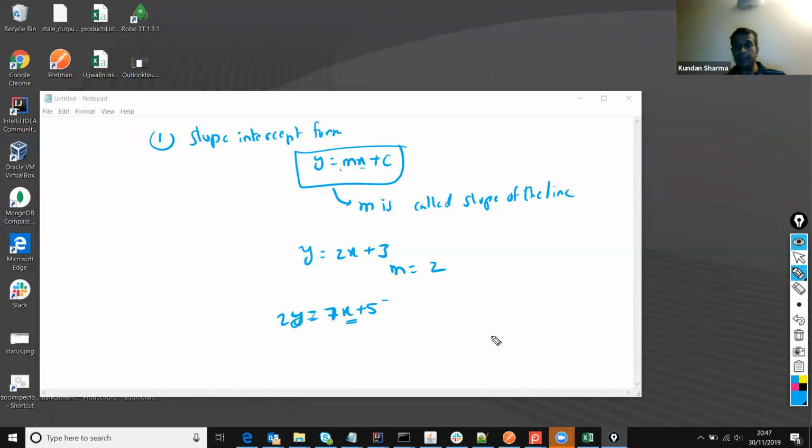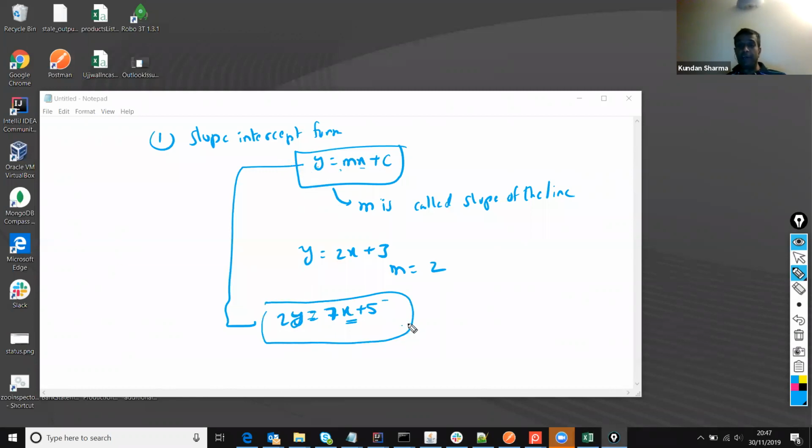Agrima, you are on mute. 7. No, you have to look at it carefully. When I say the line has to be in the form of y is equal to mx plus c, in this case, is my equation in the form of y is equal to mx plus c? Is the coefficient of y 1? What is the coefficient of y here? 2. Whereas our slope-intercept form says that the coefficient of y has to be 1.